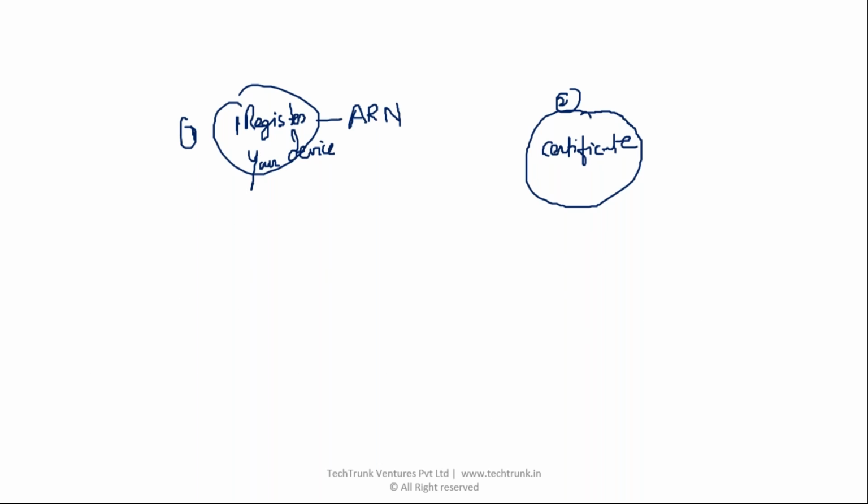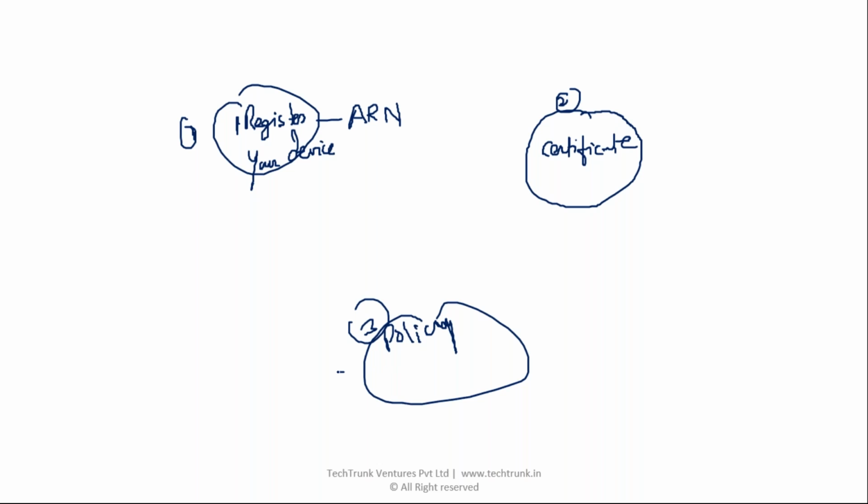And then the third step is you have to create a policy. In the policy part, we configure the authorization, like whether your device can only publish or only subscribe, or can do both, or it can only update shadow, or only delete shadow, or only read shadow. So that authorization part we do by creating a policy. Okay, that's step number three.